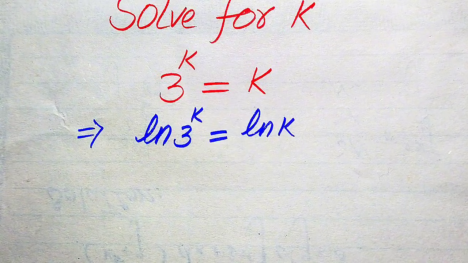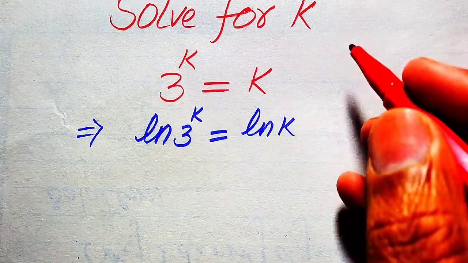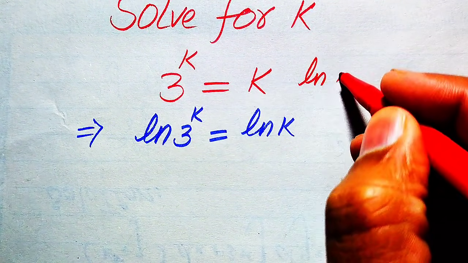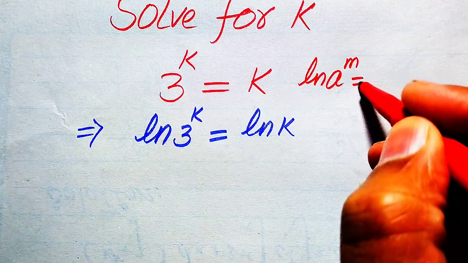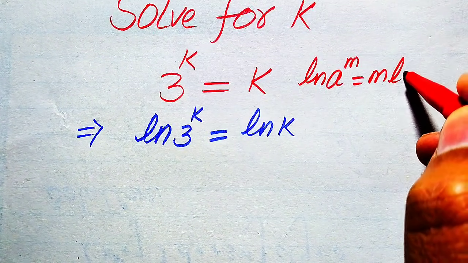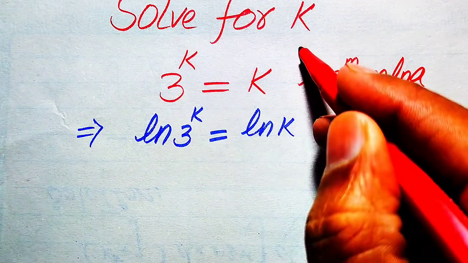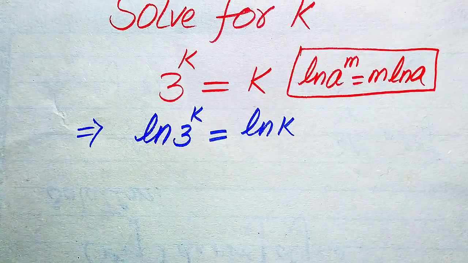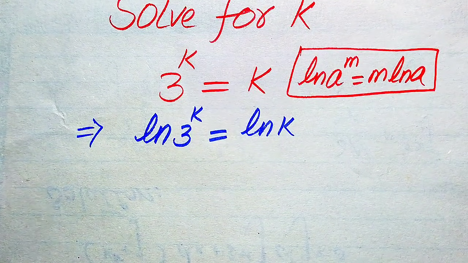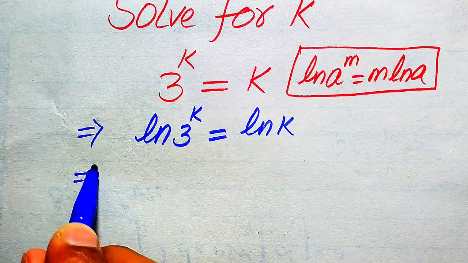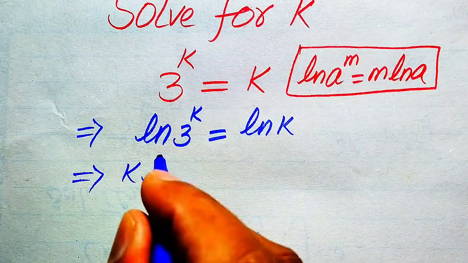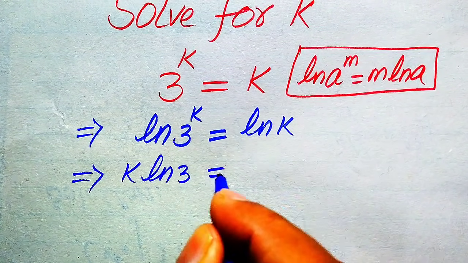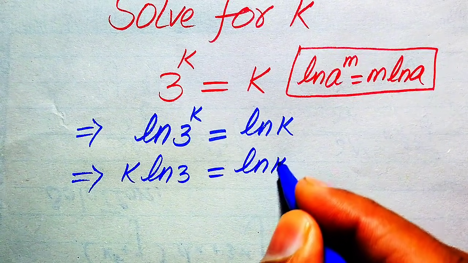And here we apply the nice logarithmic property. You know about that: if we have log of a to the power of m, it equals m times log a. According to this rule of exponent, we move this k in front of this log, and it will be written as k times log 3 equals log of k.